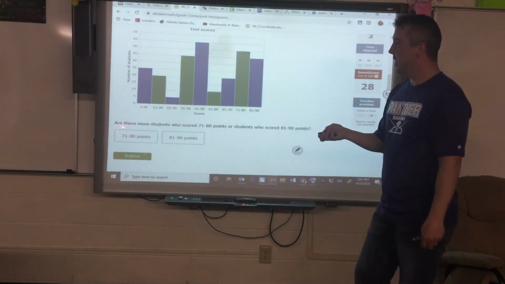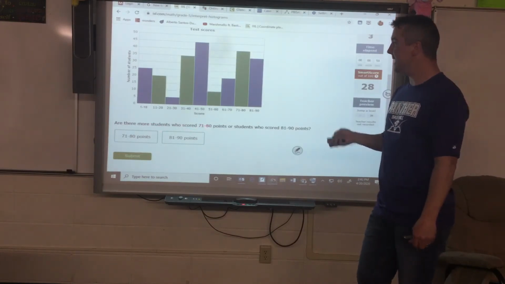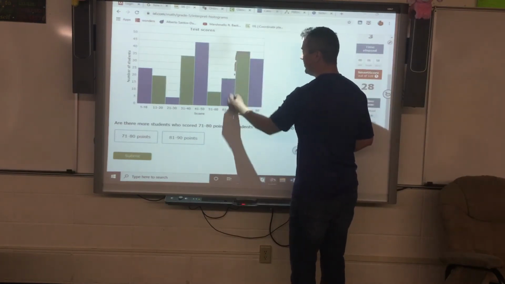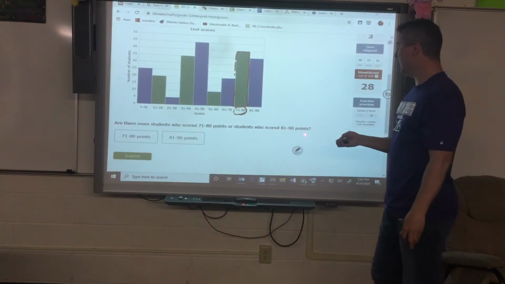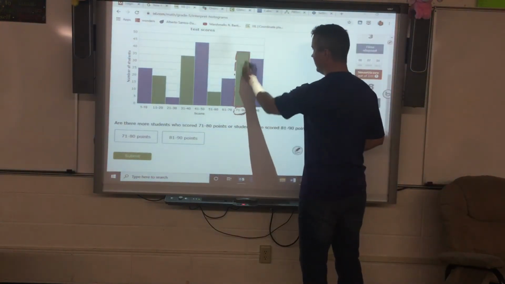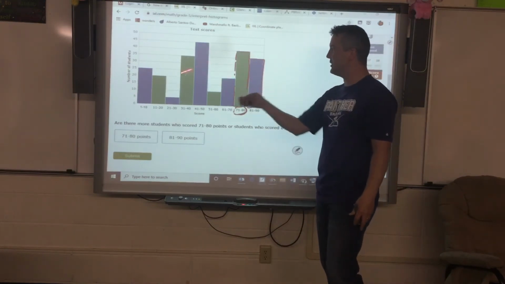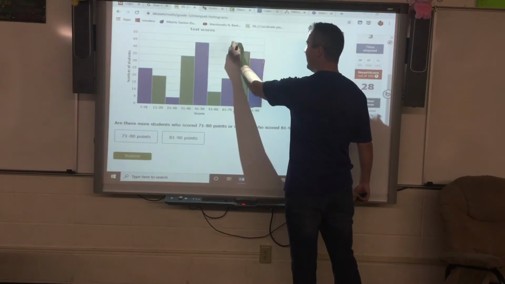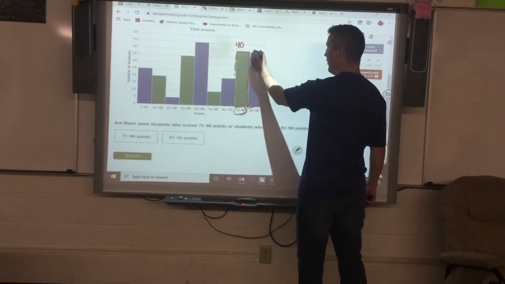It says here, are there more students who scored the 71 to 80? Right here. 71 to 80, this is the information we're looking at. Or who scored 81 to 90? Right here. So the question asks, kind of easy when they're side by side. It's a little bit more of a challenge when they're a little bit separated. But if I look at this one, they had 40 kids do it. This group here, only had 35.